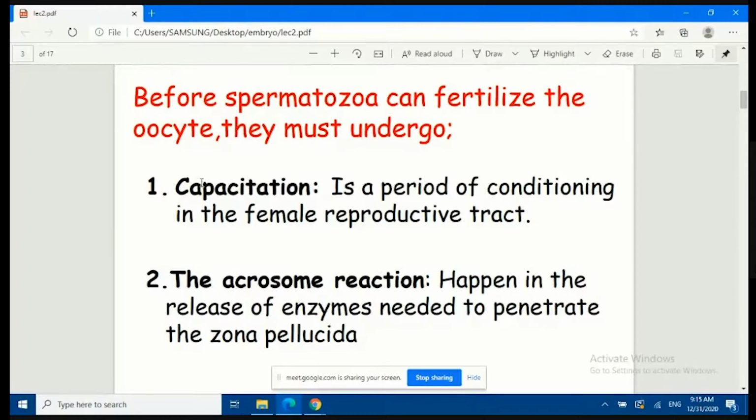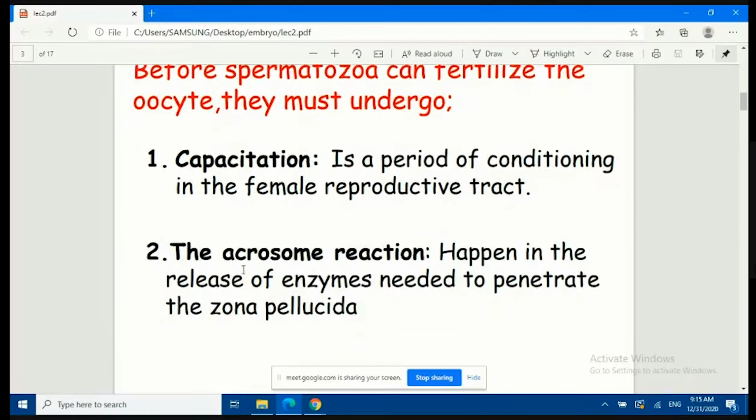What is capacitation? It is a period or duration of conditioning in the female reproductive tract. It means that the spermatozoa need to be adapted, not rejected by the female reproductive system, and thereby the sperm itself can fertilize the oocyte. So the capacitated sperm can stay in the female reproductive tract and can fertilize the ovum.